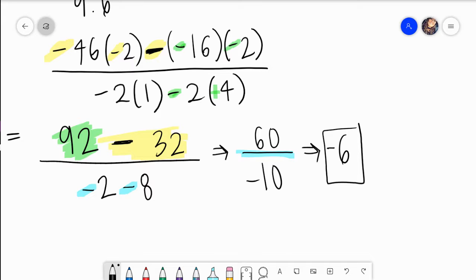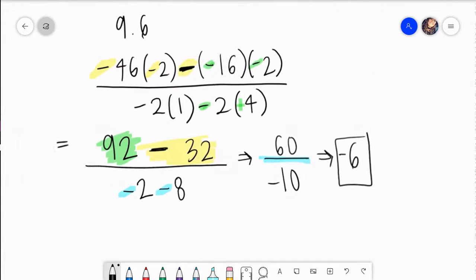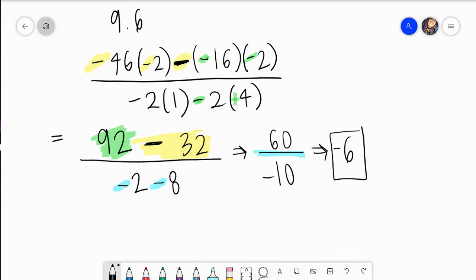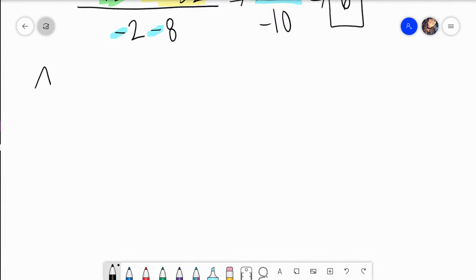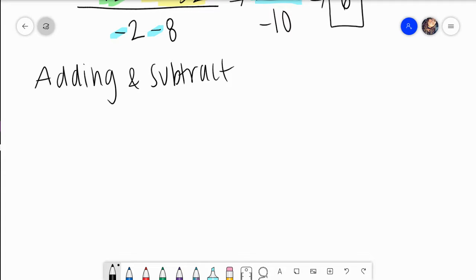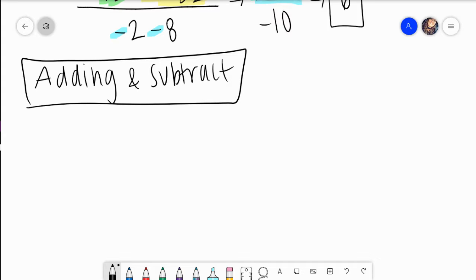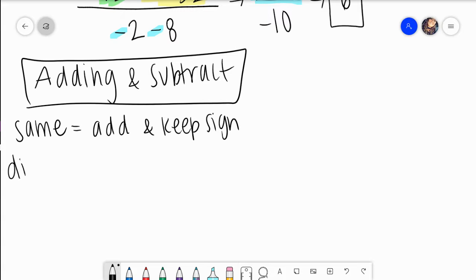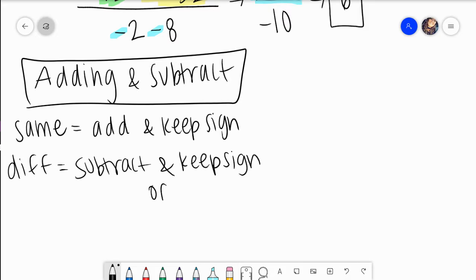So if you need to refresh on the adding and subtracting, I know that the signs are similar-ish. When adding and subtracting, the little guidelines that we had to follow were if signs were the same, add, keep sign. And then if signs were different, we subtracted. And we keep sign of the larger number.